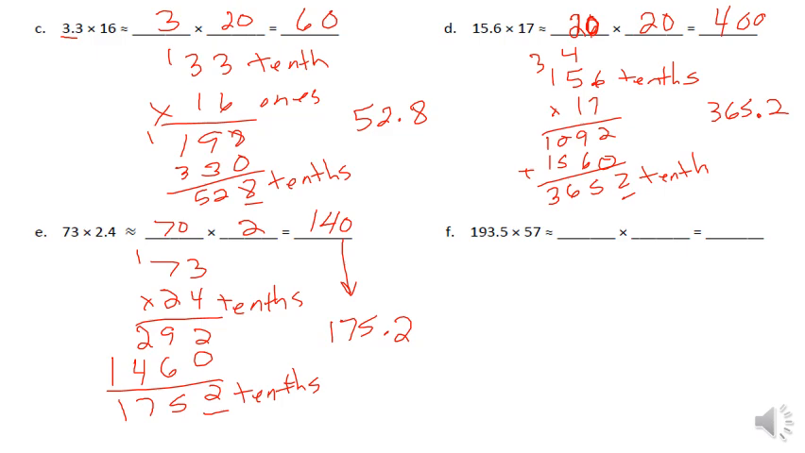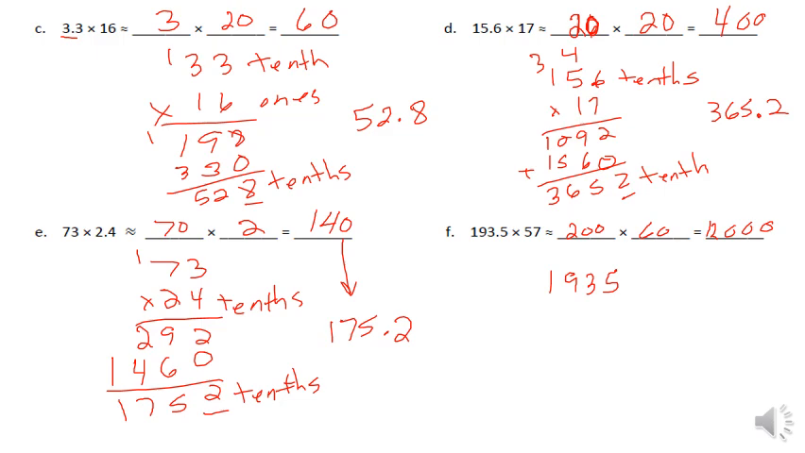Question F, last one. 193 and 5/10, so 193 is closer to 200. 57 is going to be closest to 60. We can see we have 3 placeholders and 12, so it should be close to 12,000. Now we're taking 193.